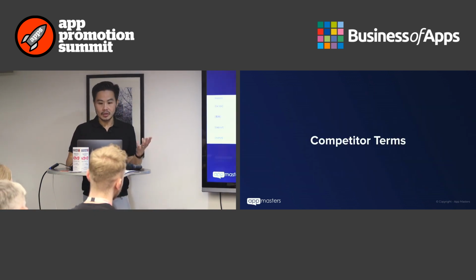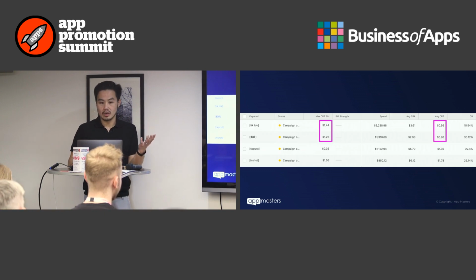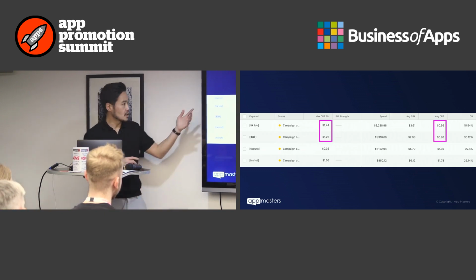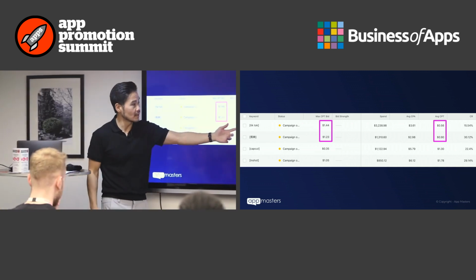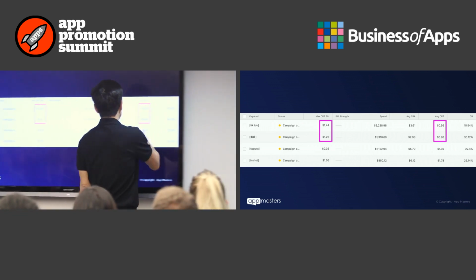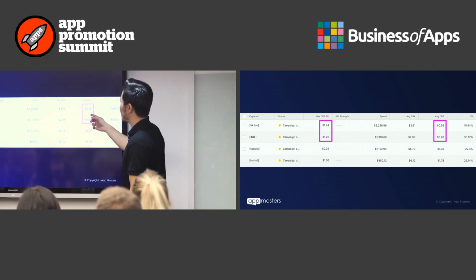The other cool thing is competitor terms do work, right? It's the same client. You can see even some non-English keywords work pretty well. So I try to put the spend there, and you can see the spend's pretty decent. Cost per tap is really low.